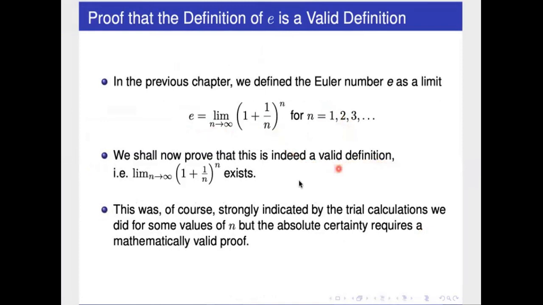How can we be sure that the limit as n approaches infinity of (1 + 1/n)^n exists? This was, of course, strongly indicated by the trial calculations we did for some values of n, but absolute certainty requires a mathematically valid proof.